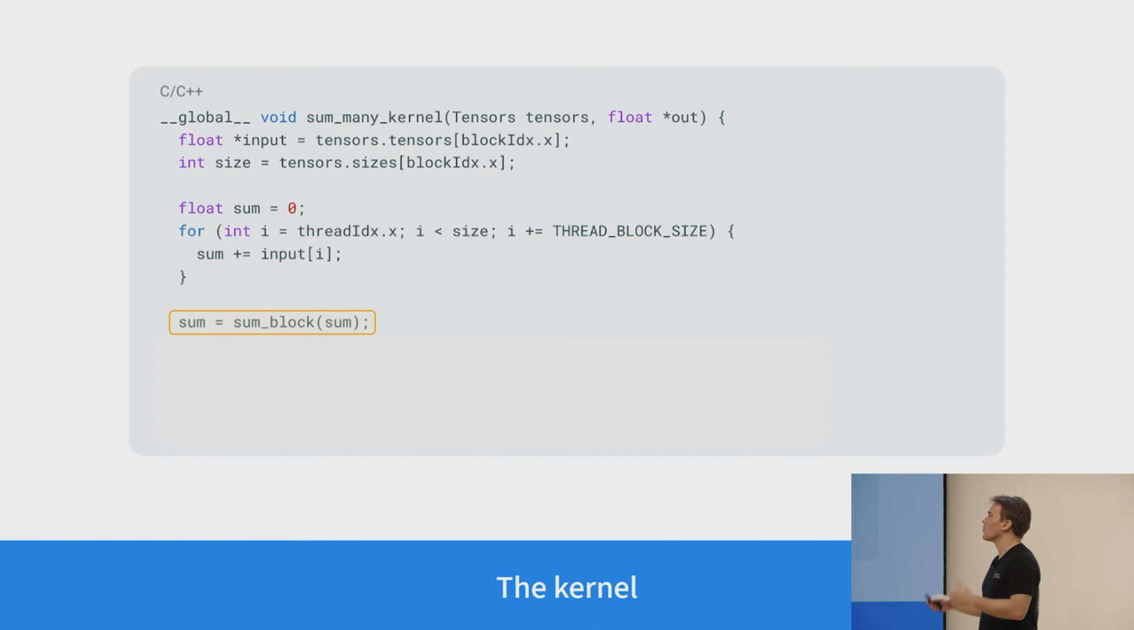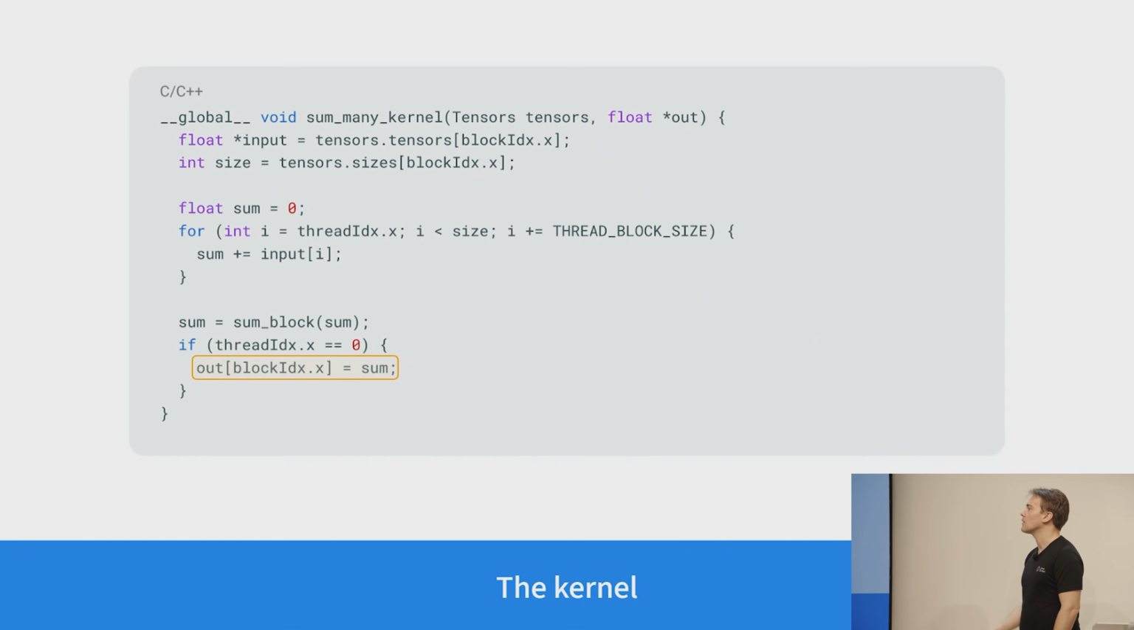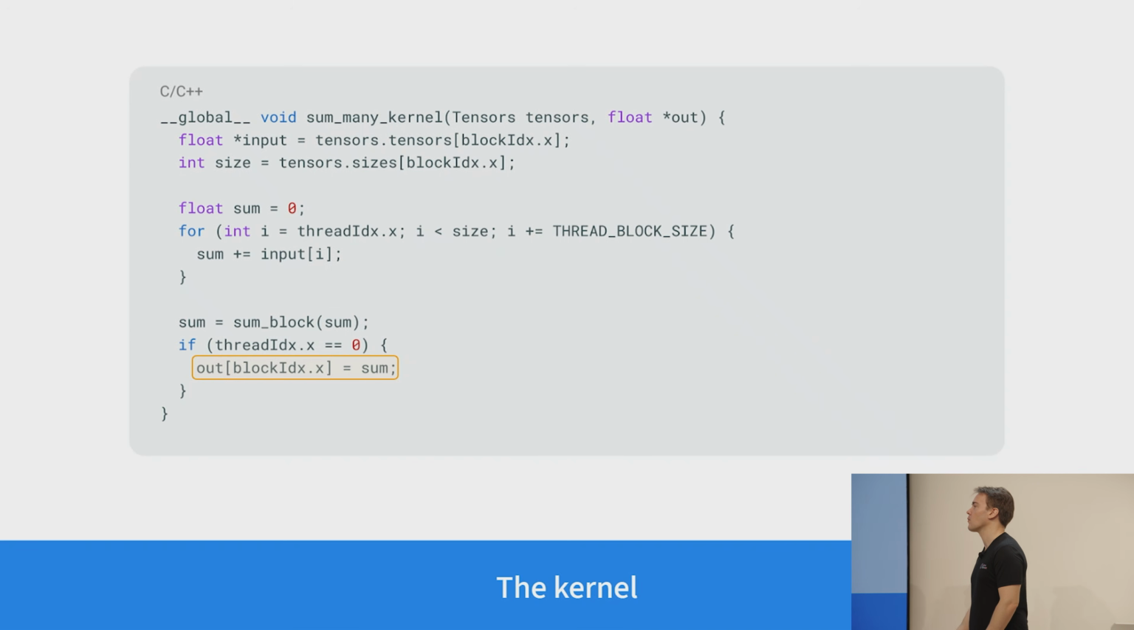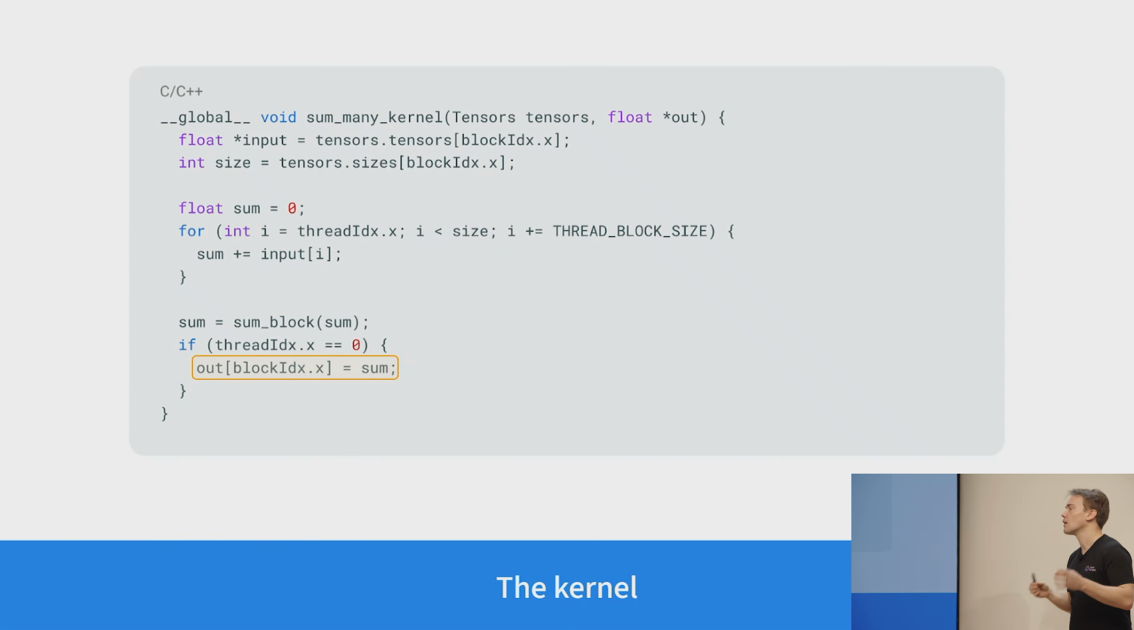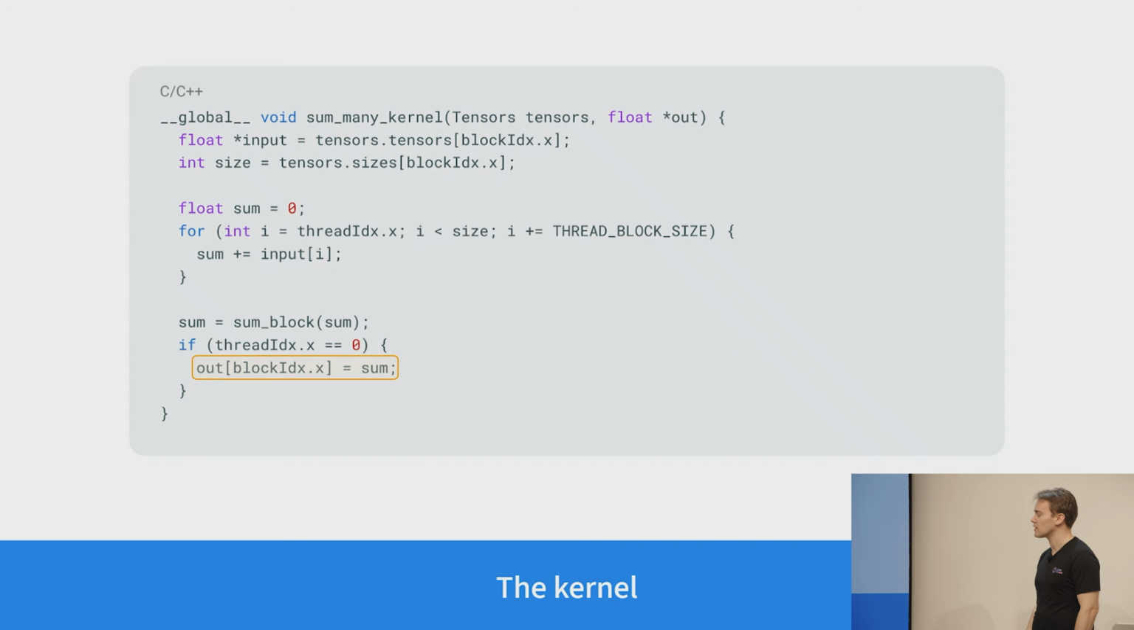And then we have to reduce all of those partial sums together to compute the final result. I'll go over that in a minute. And finally, thread number 0 will store the final result at the right place in the output. And again, to find what is the right place in the output, we use this blockIdx, which tells us for which tensor we're responsible for computing the sum.